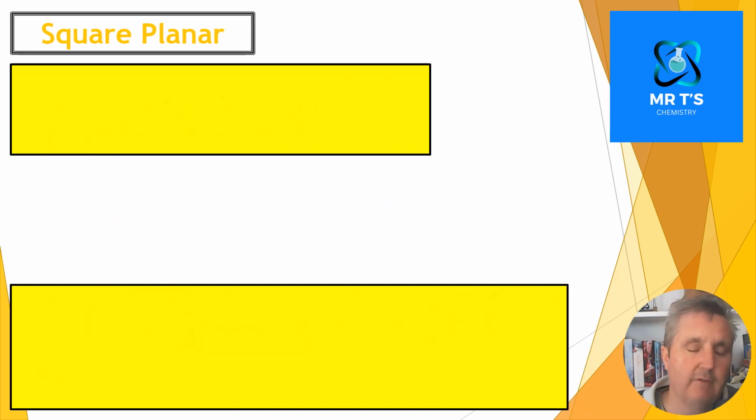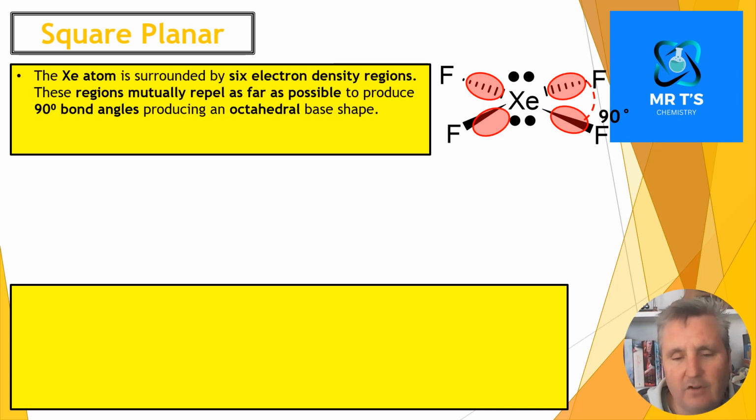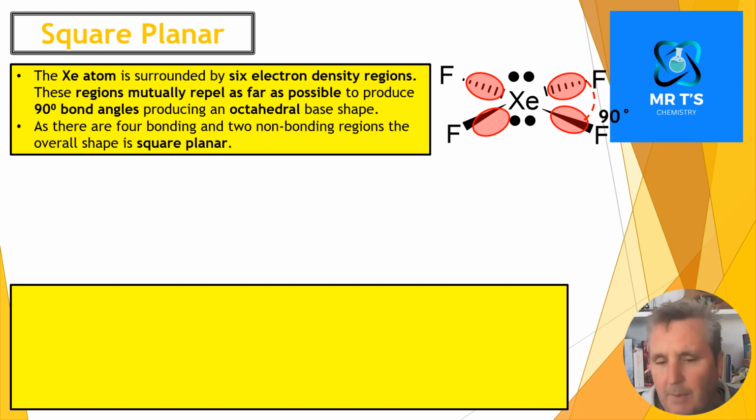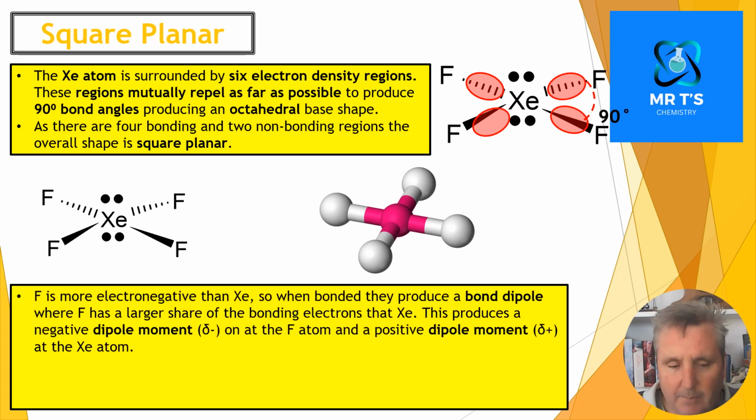Okay, so let's have a look now at some octahedral base shapes. So in this case, we have 1, 2, 3, 4, 5, 6 electron density regions mutually repelling as much as possible. We produce angles of 90 degrees, and it's a base octahedral shape. So we have to imagine that there was something going up and down. This is the framework, octahedral. But because 4 of the regions are bonding and 2 are non-bonding, it's said to be square planar. Okay, so let's draw these shapes again here, and let's put in the dipole moments. The fluorine is more electronegative than the xenon, so the fluorines are going to get the dipole moments of minuses, and the xenon is going to get a plus dipole moment.